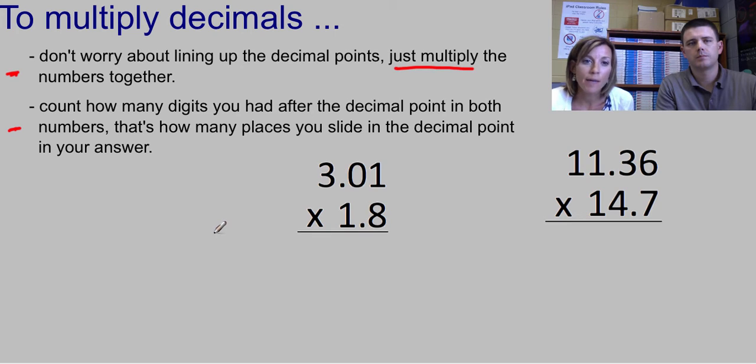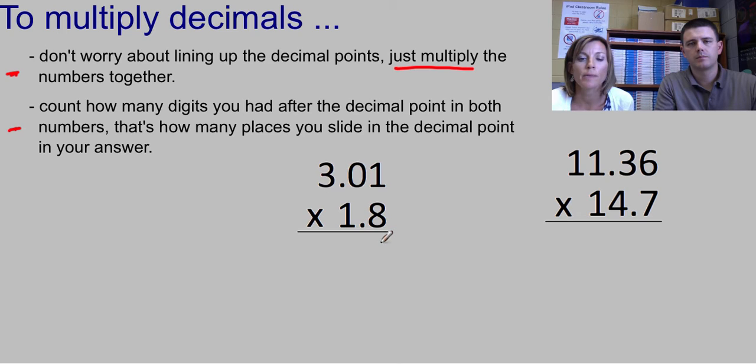Then that second step, after we're done with our answer, we're going to start on the right, count how many digits you had after the decimal point in the first line, how many you had in the second line after that decimal point, and that's how many we're going to slide the decimal point in your answer.